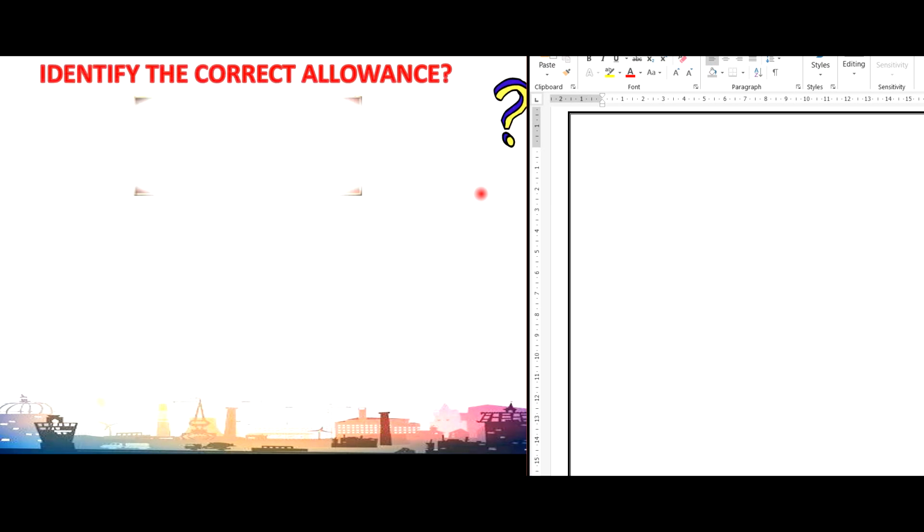Okay student, so now you already know that there are three allowances under this topic: initial allowance, annual allowance and notional allowance. So let's see whether you can differentiate which allowance should be used in this example. Identify the correct allowance.